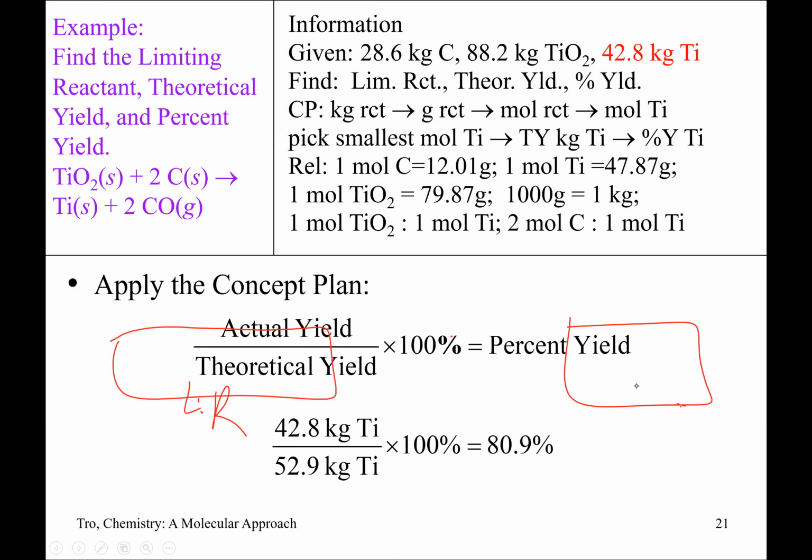So if you have your theoretical value, and you were also given the amount that was produced, the actual value, the actual divided by theoretical times 100 gives you percent yield. If you subtract this from 100, that gives you percent error. That's how much you have lost.